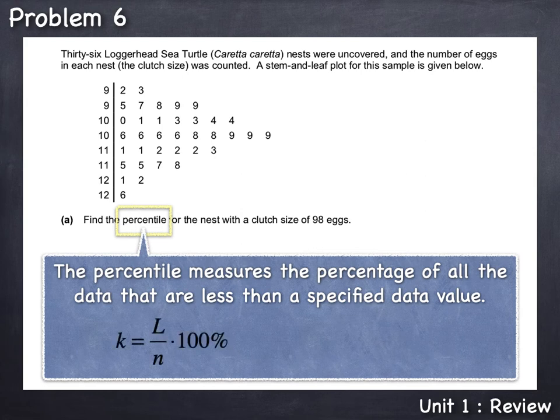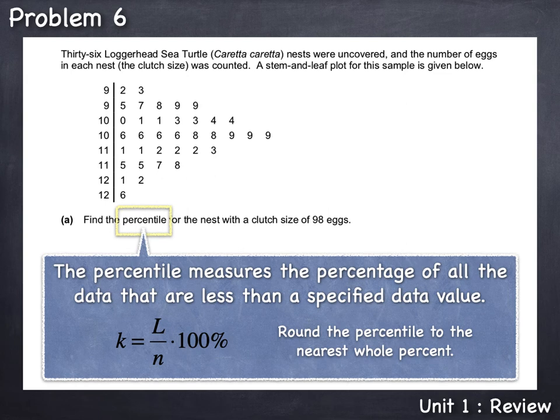A formula for the percentile is given as K, to represent the percentile, is equal to the percentage less than, which is represented with L, the frequency or number less than the specified data value, divided by N, the total sample size, times 100% to convert it to a percentage. Once we get our result, you need to round the percentile to the nearest whole percent. So K, the percentile, is always represented as a whole percentage, not a decimal or fraction of a percent. So K is always rounded to the nearest whole percent.